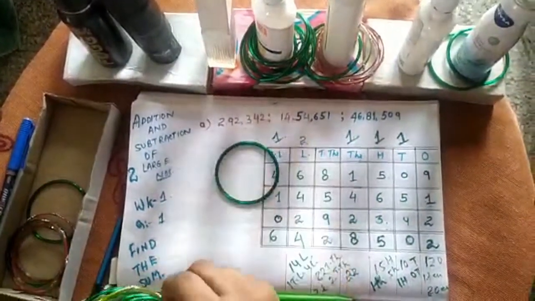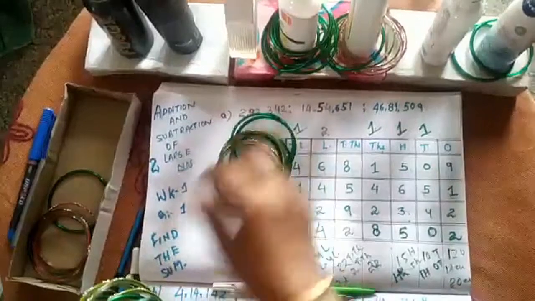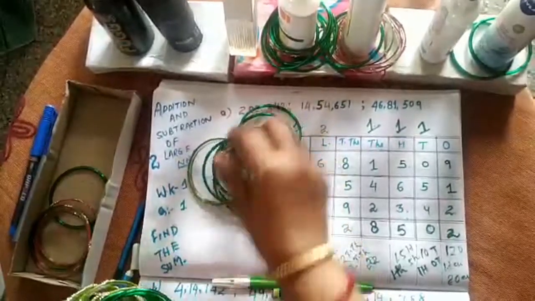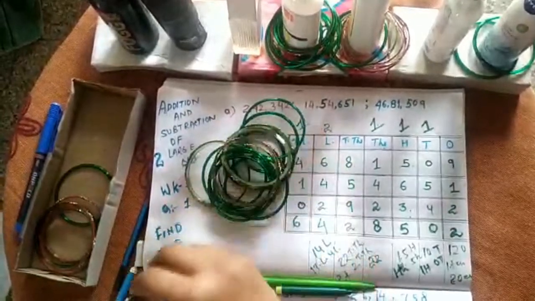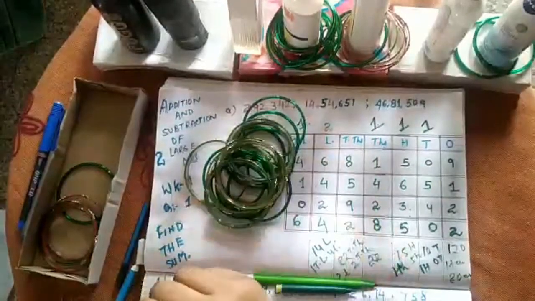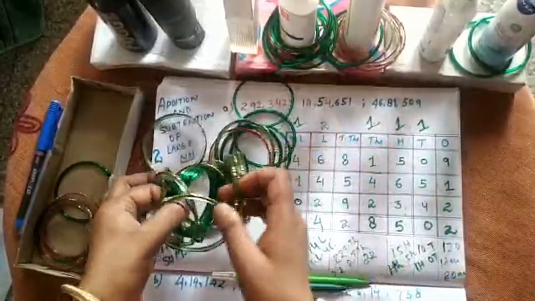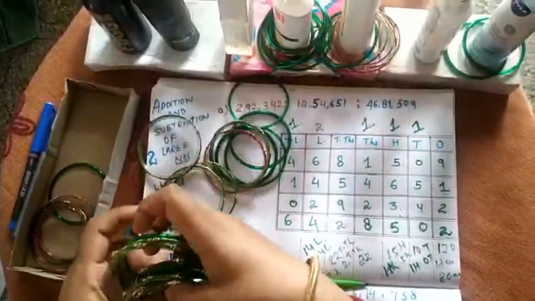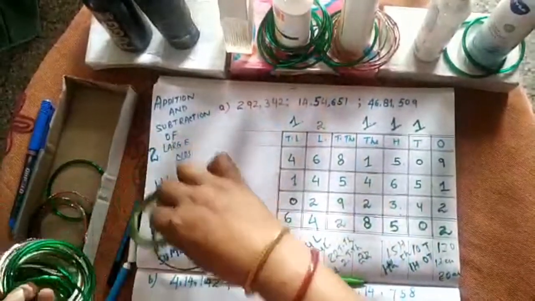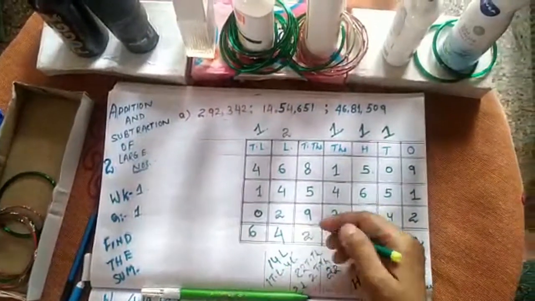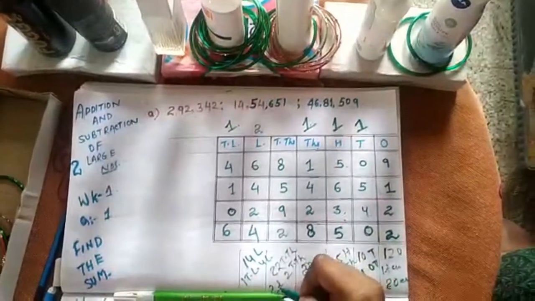Let's add 1, 2, 3, 4, 5, 6, 7, 8, 9, 10, 11, 12, 13, 14, 15, 16, 17, 18, 19, 20, 21, 22. So it is 22 10,000s. It means 22 10,000s means it is having 2 10,000s and 20 10,000s.